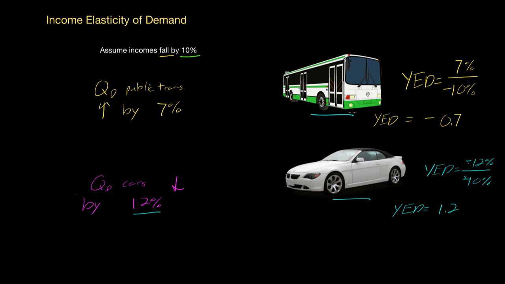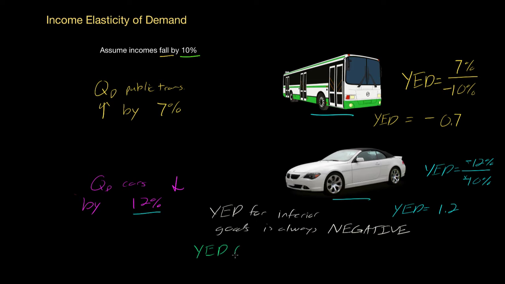All right, what do we have here? We have a negative YED for buses, for public transportation, and we have a positive YED for cars, private transportation. What does that tell us? That tells us that the YED for inferior goods is always going to be negative. And the YED for normal goods is always positive.